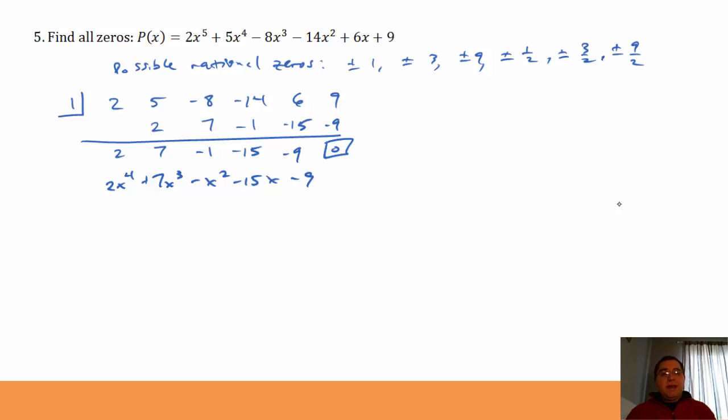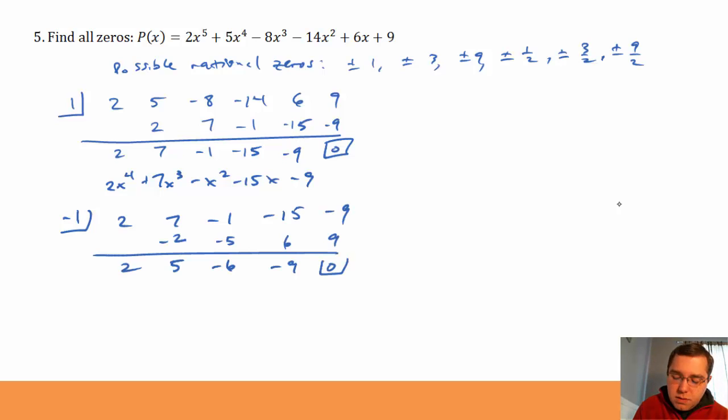Now 1 could be another root, another 0. Let's see if it works again. I have 2 plus 7, that's 9, minus 1 is 8, minus 15 is negative 23, minus 9. That doesn't give me 0. So then I can move on to negative 1. Negative 1 is also easy to just plug in. I'll have 2 minus 7 is negative 5, minus 1 is negative 6, plus 15. Negative 6 plus 15 is positive 9, minus 9 is 0. So negative 1 works. I'll divide by negative 1 to get the reduced equation to work with there. Now all I have to do is work with 2x cubed plus 5x squared minus 6x minus 9.